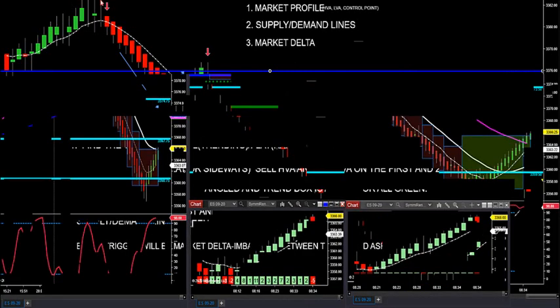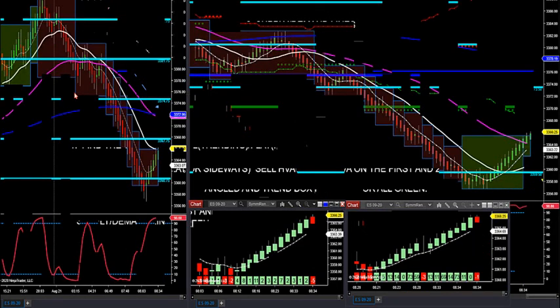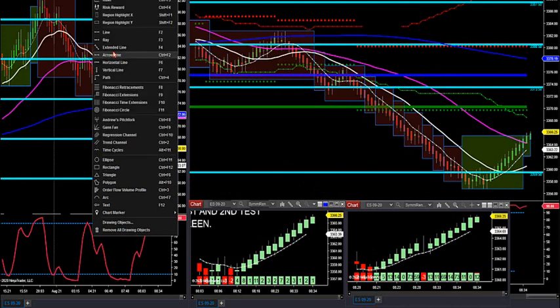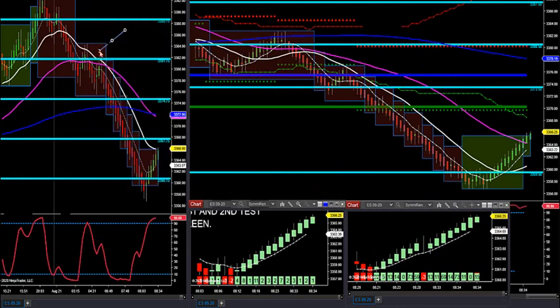All right. So let's go left to right then. Let's look at this real quick. These are the supply demand lines. Here's a break retest, the first trade. Break retest trade right there. That got the market moving down pretty good. But it likes to go from supply line to demand line. Supply line to demand line.